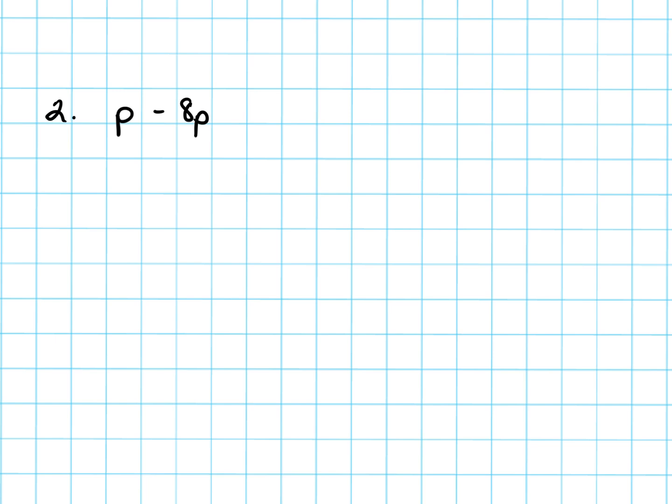For this one, what we want to remember is that when we have a variable with no number in front, you want to add a 1. And because the p is positive, the number is positive. So when you combine your like terms, 1p minus 8p, 1 minus 8 is going to be negative 7p. And that is going to be your answer since there are no other terms involved.